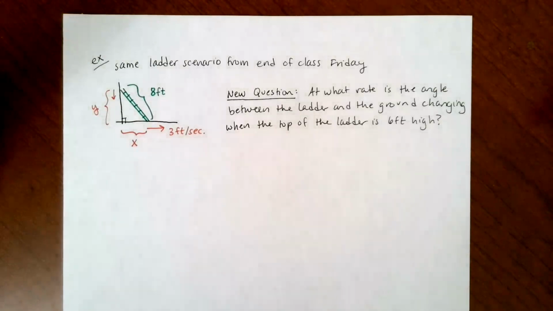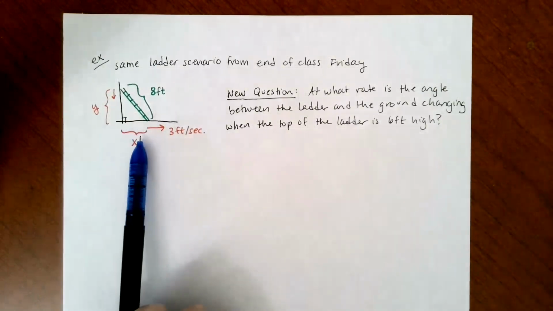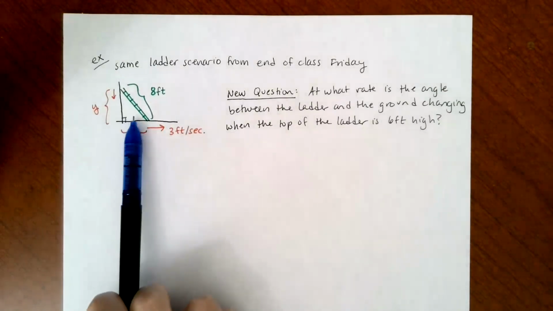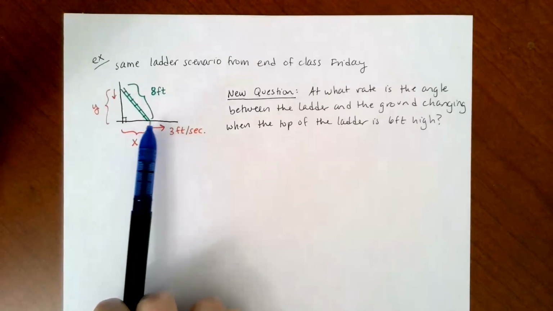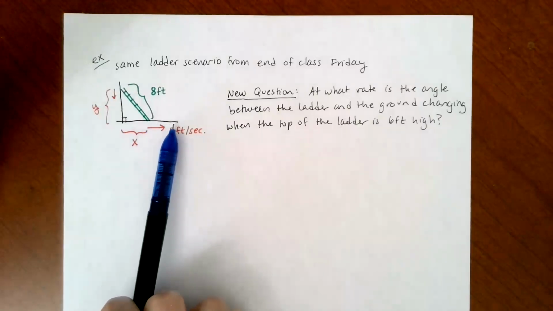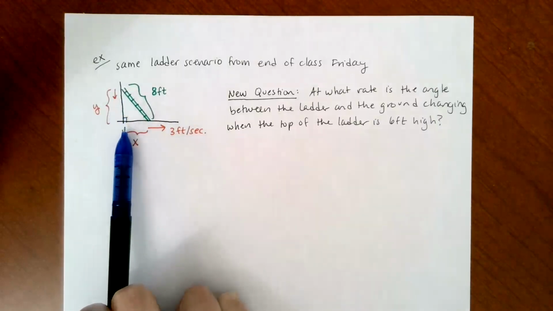So the first example actually picks up right where we left off in class on Friday with that same falling ladder example that you can see drawn out here the way we had it in class. So we have an 8-foot ladder resting against a wall, and the foot of the ladder starts to slip away, and it's still slipping at 3 feet per second. So the top of the ladder is falling down the edge of the wall here.